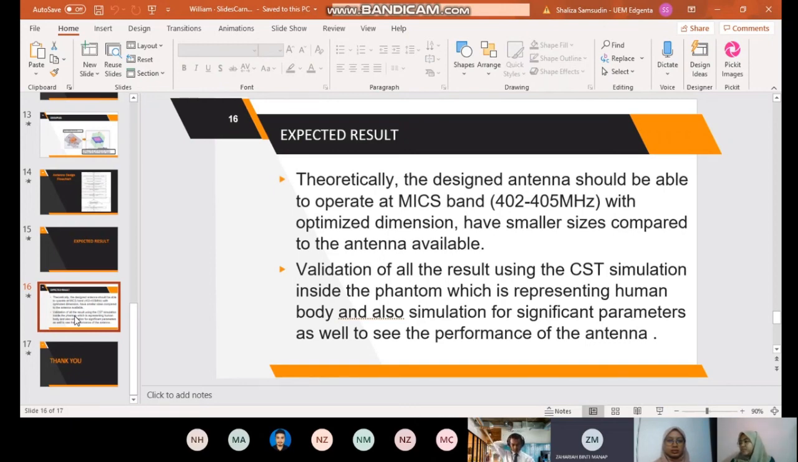Based on the return loss, it must be under 10 dB, and then the bandwidth must be within 402 to 405, and I will look at VSWR, E field, H field, surface current distribution. SAR also must be within the specification for the IEEE standard. All right. Okay, thank you very much, Fatin.